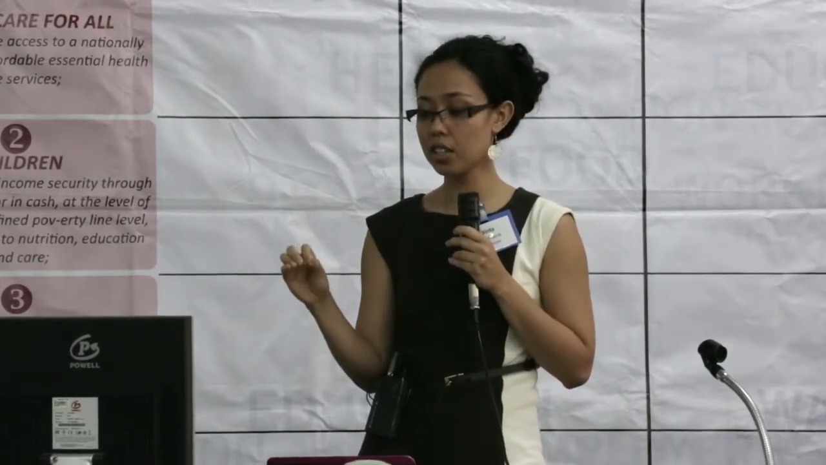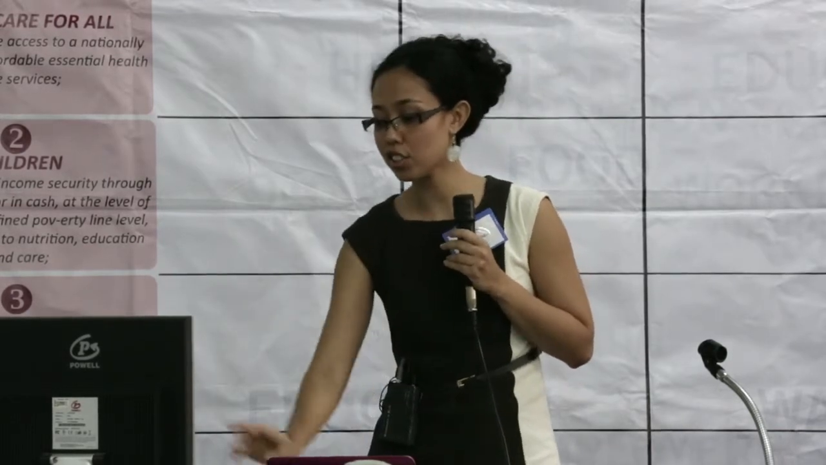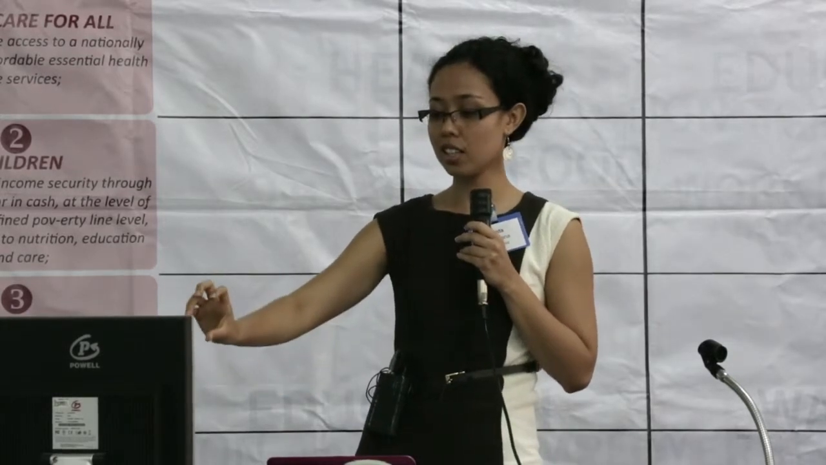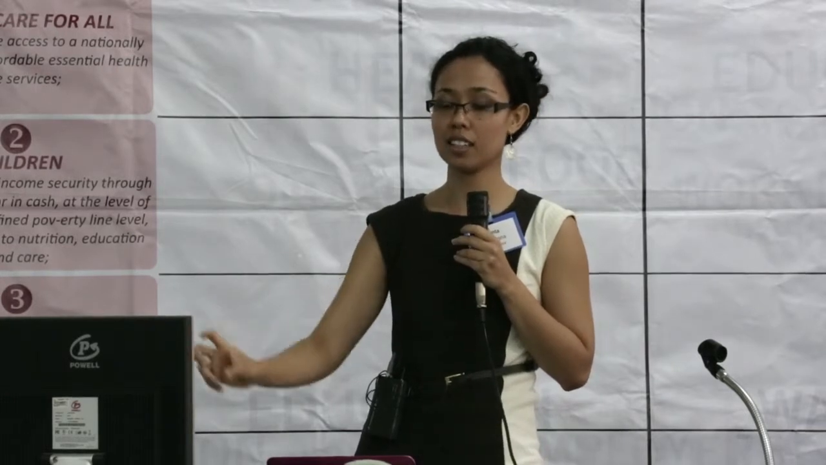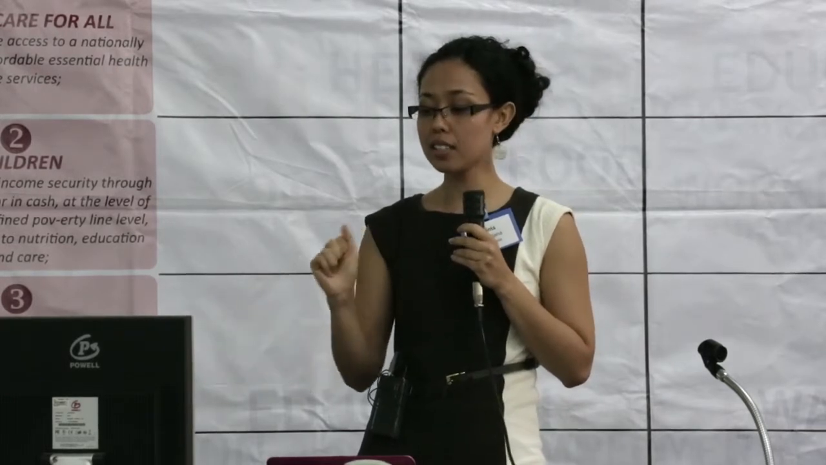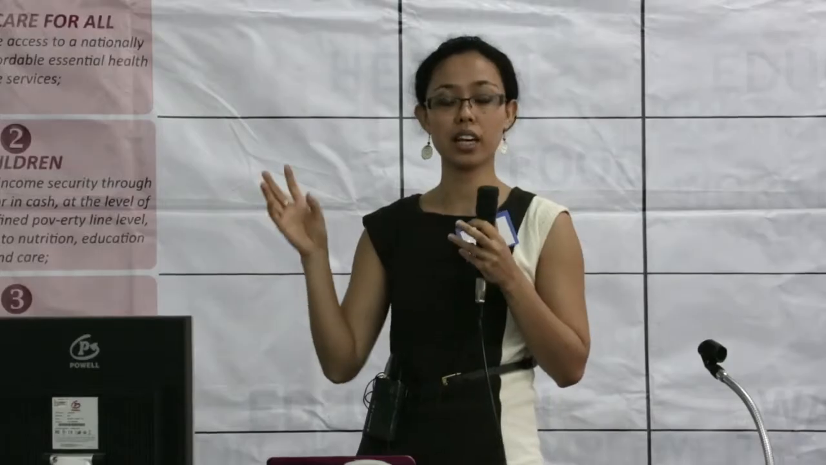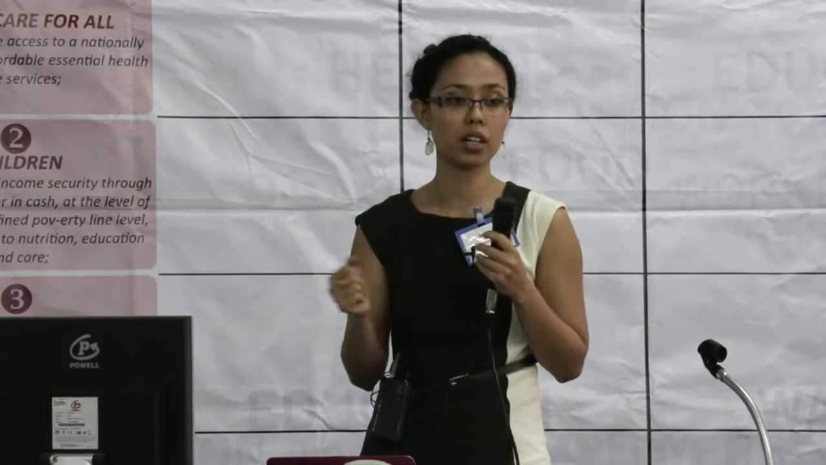And the high scenario is where all, sorry, it's not 4 but 3, because of course the scenario number 4 has lower expenses than number 3. But basically the high scenario would include universal pension for the whole elderly population, and of course severely disabled population. So we can get a combination of the low and the high, or if you want, you can have a middle one in between.